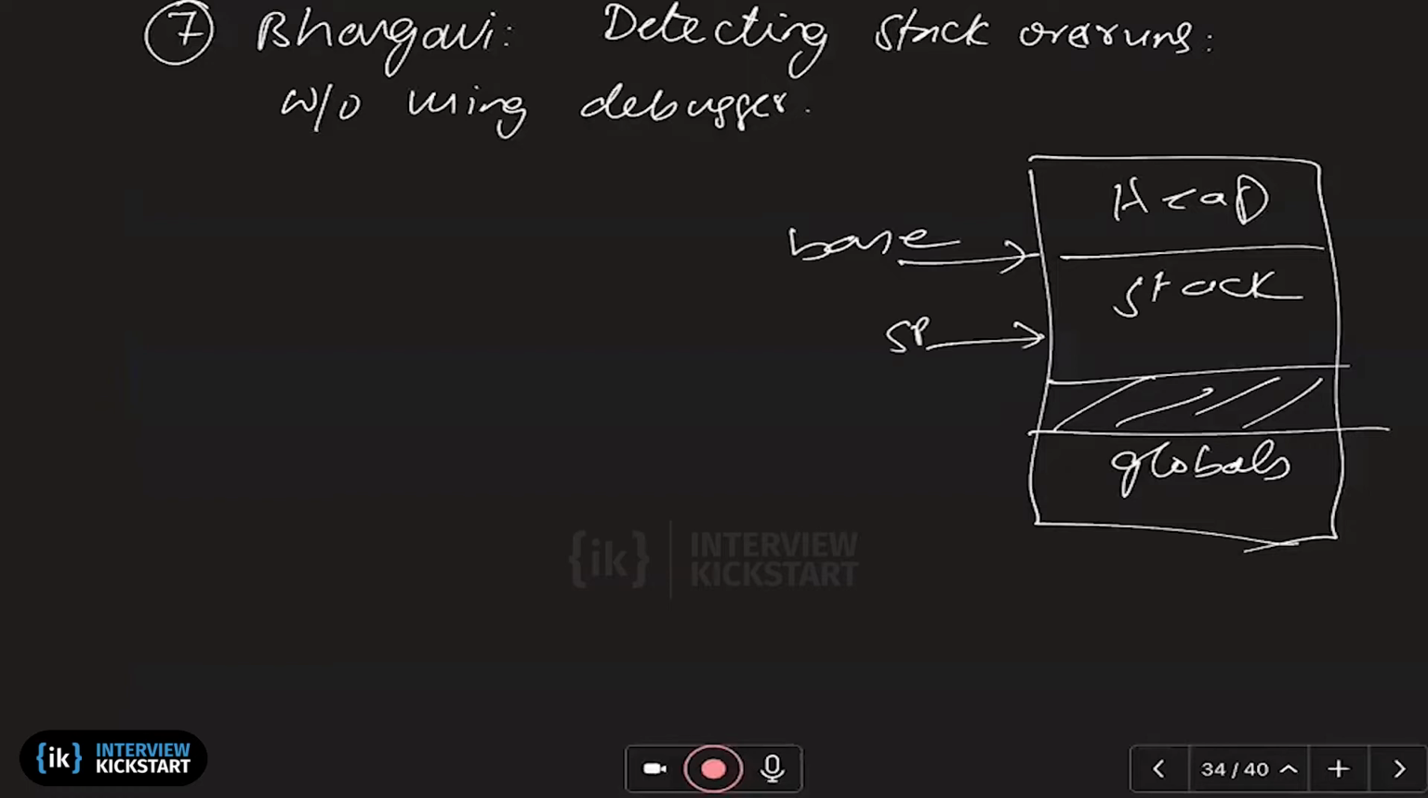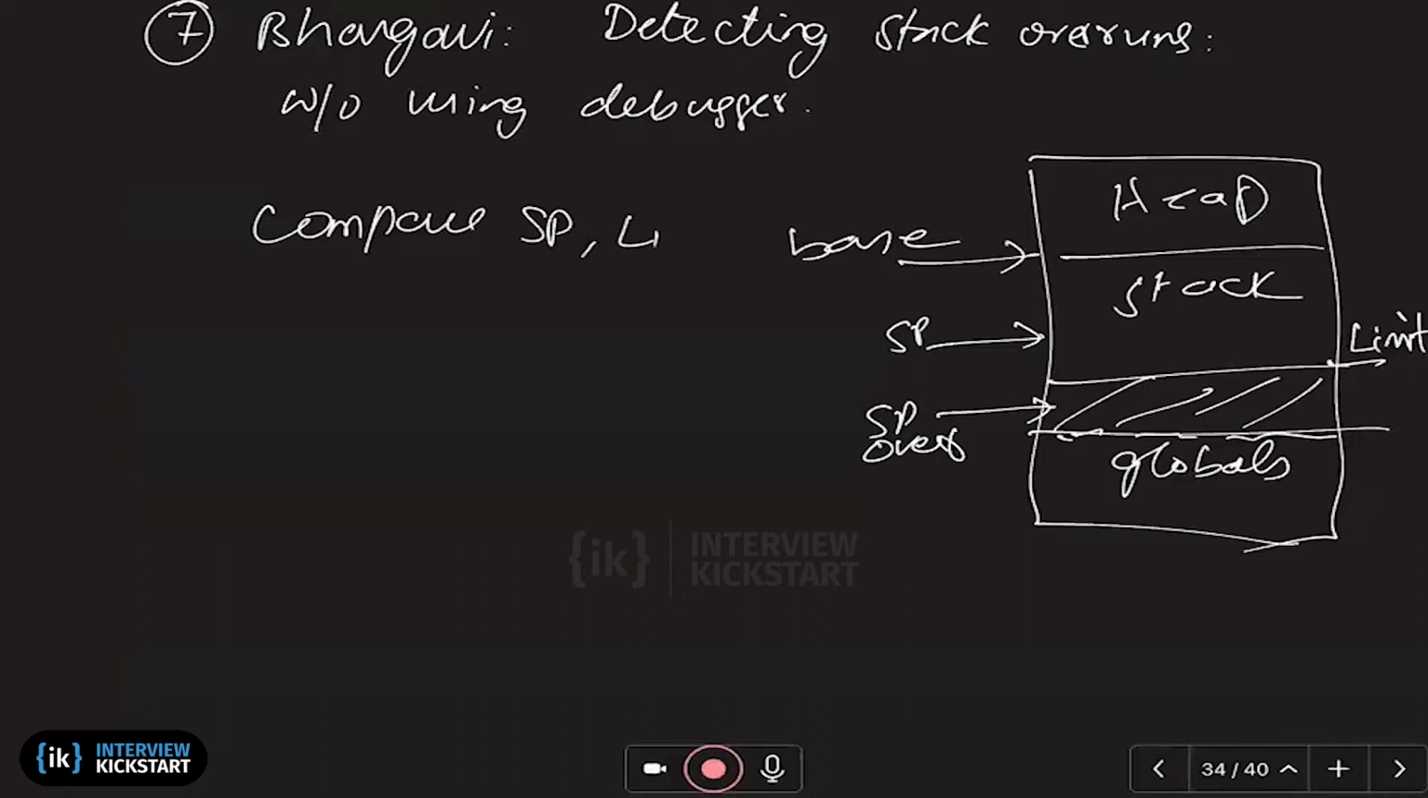When it oversteps onto the globals, let's say it is basically moving here, you have a danger. So this is overflow. This is the base, this is the limit of the stack. If your stack pointer crosses the limit, then you have stepped onto the globals, so you're basically having a stack overflow. So one way to track is to compare the stack pointer with the limit. So when do you do that?